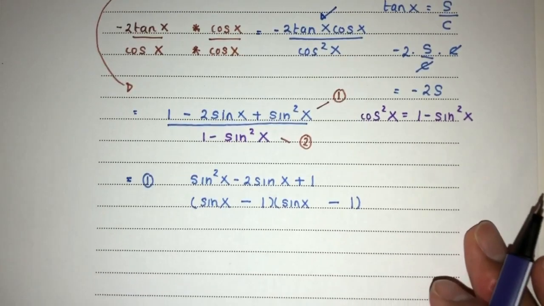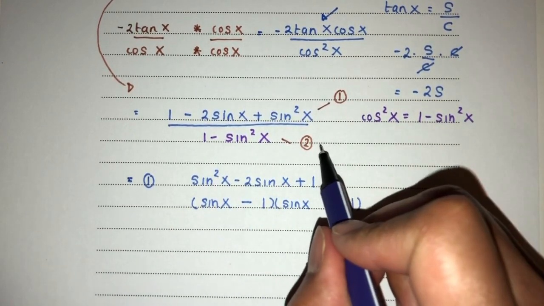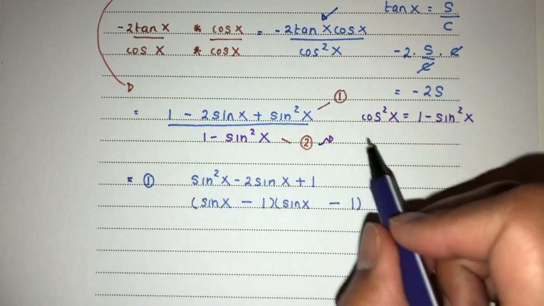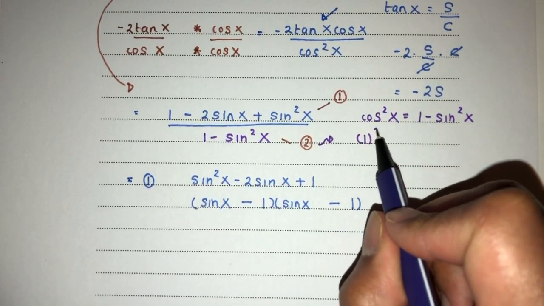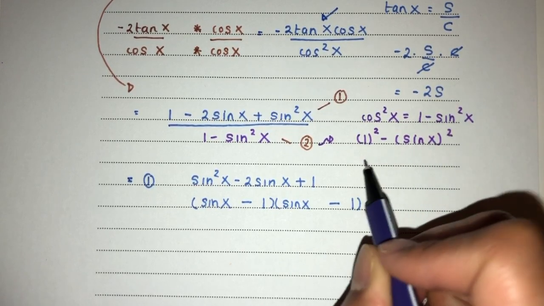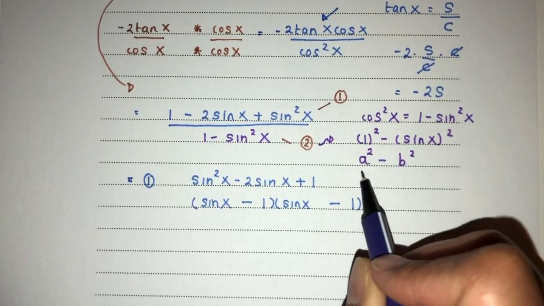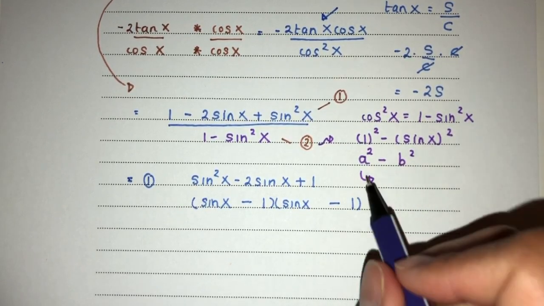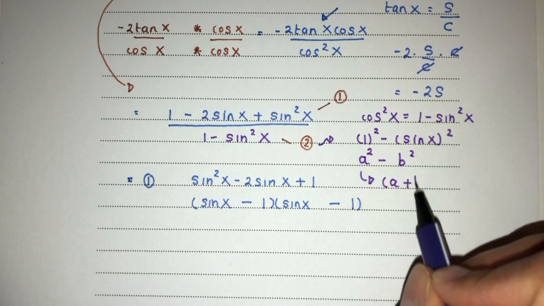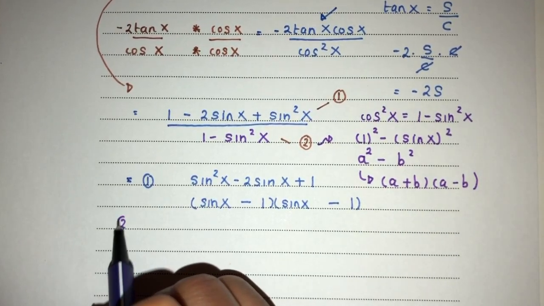Now for the base, as you can see, we have 1 minus sine square x, right? Now we have to know, what is 1? 1 is 1 square minus sine x square. It is simply the difference of squares. Now we have learned this from Math O level. This gives you a plus b times a minus b. So simply, number 2 should give you what?